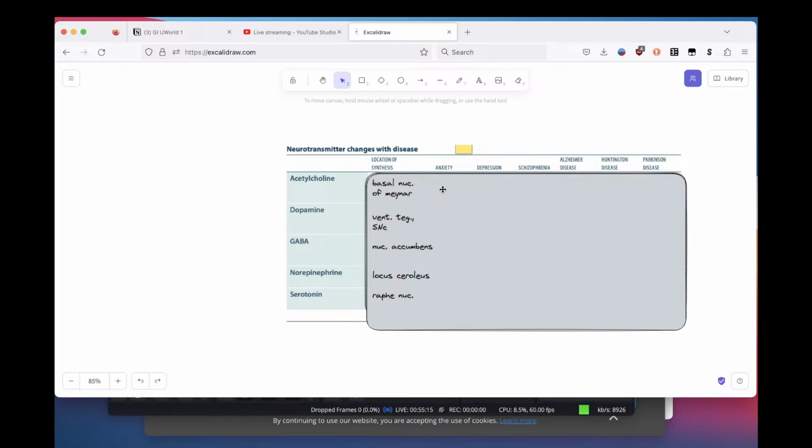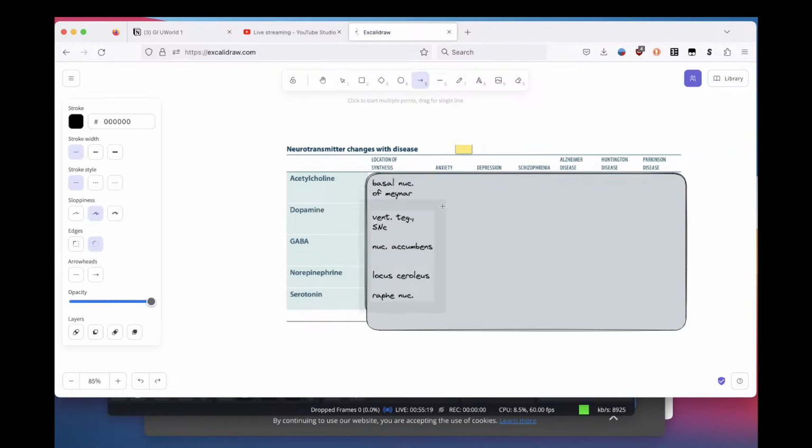Next, honestly, let's do arrows. Okay. So for depression, everything is going to be down. So I'm going to quickly say serotonin is down in depression, norepi is down in depression, and dopamine is also down in depression. GABA is down in anxiety. I think GABA is down in one of these other diseases too. I think Huntington's is also down.